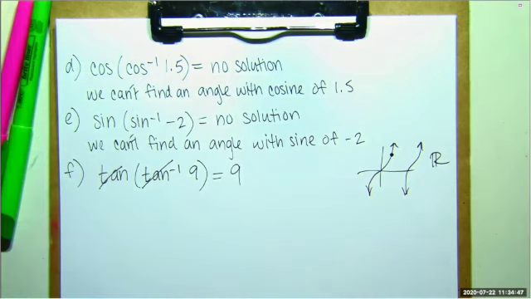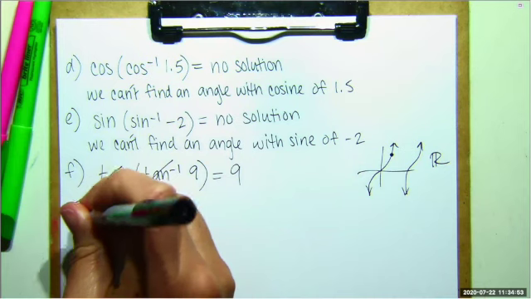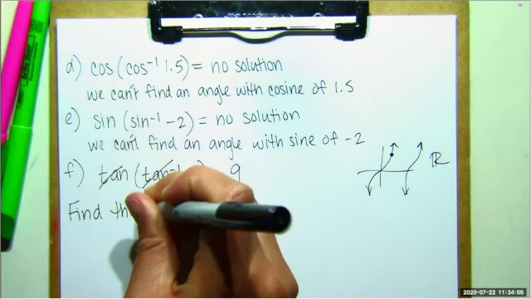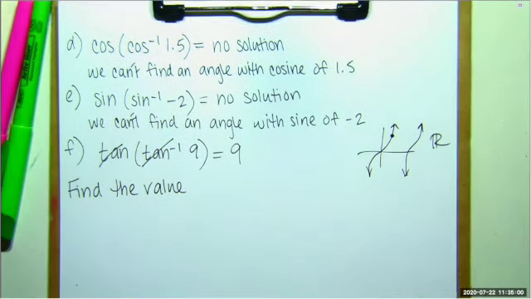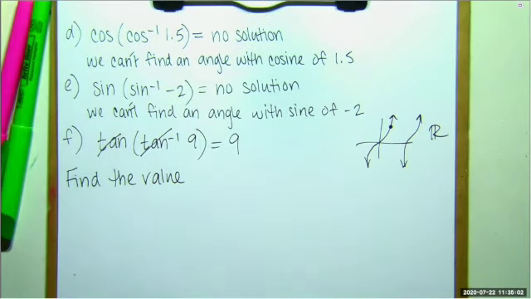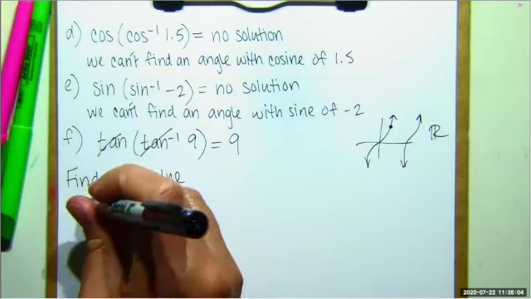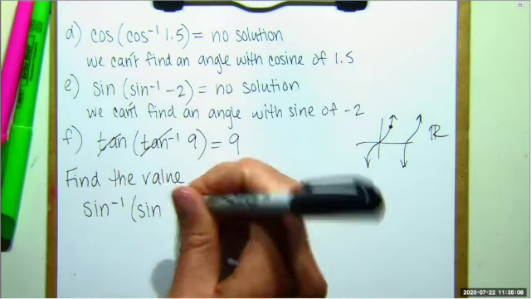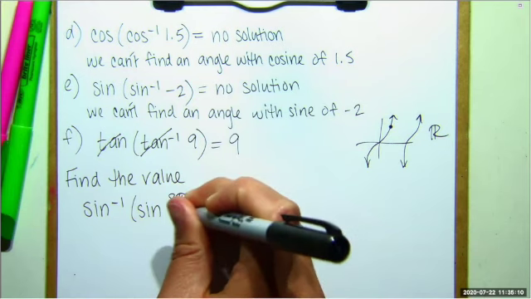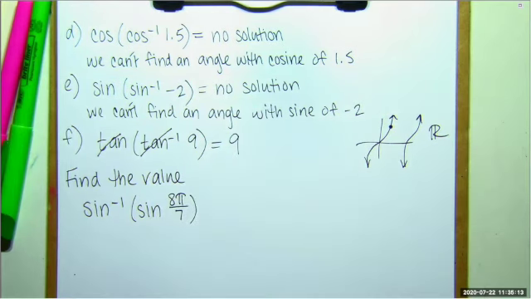All right, now I got a really tricky one for you guys. How about inverse sine of 8 pi over 7?